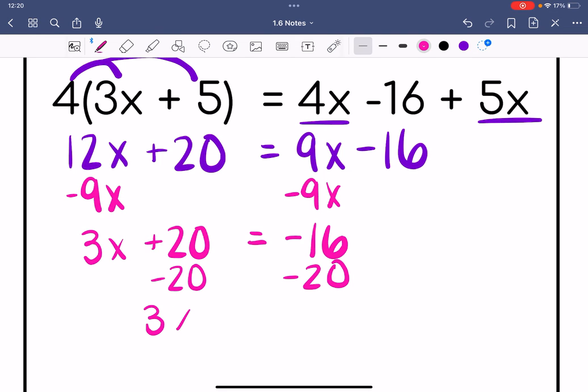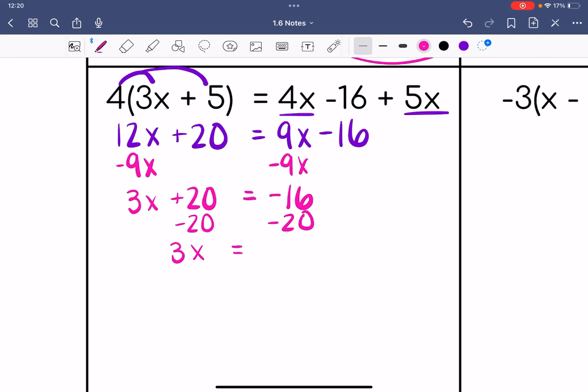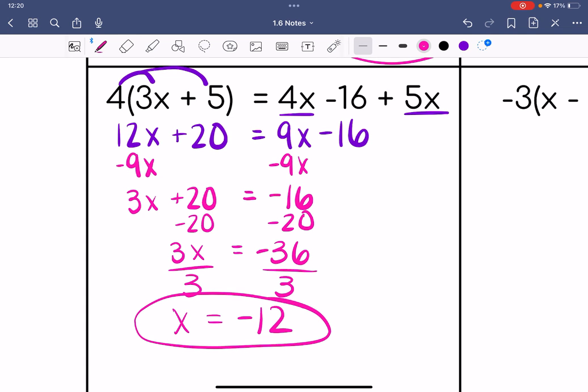And I get 3x on the left, -16 minus 20. That's like if I take $16 from you and I take another $20 from you, I've taken $36 from you. So it's getting more negative. And then to finish this out, I'm going to divide both sides by 3. And I get x equals -12. So in this problem, we had to distribute on the left, and we had to combine like terms on the right.